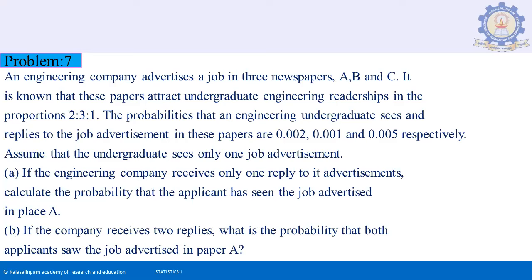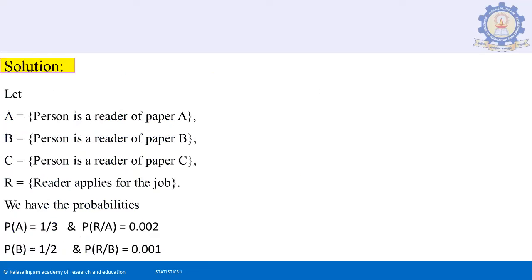If the engineering company receives only one reply to its advertisement, calculate the probability that the applicant has seen the job advertised in each paper. If the company receives two replies, what is the probability that both applicants saw the job advertised in paper A?